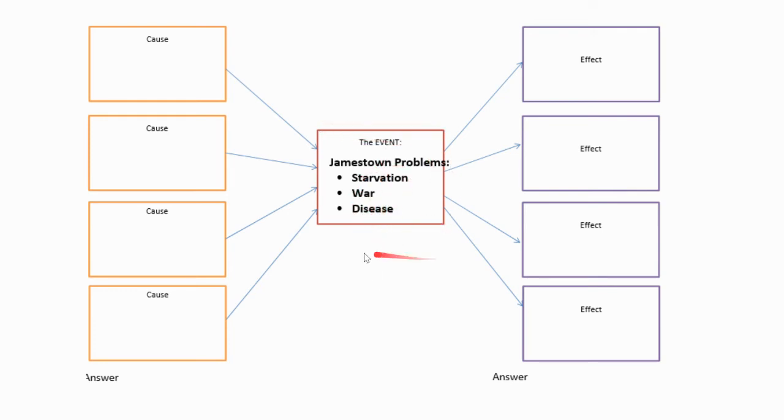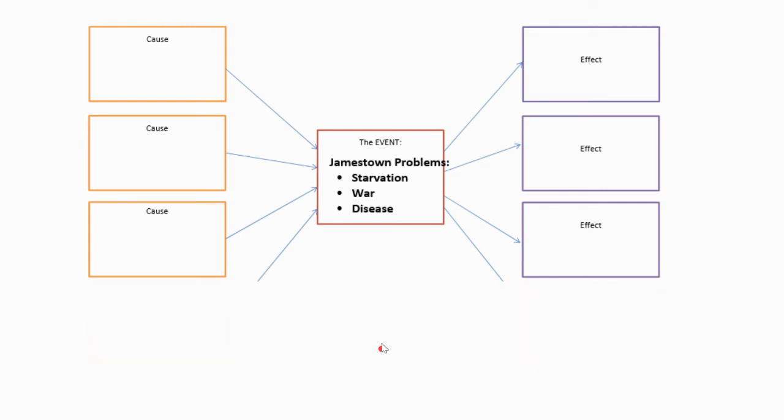This is the event, the struggles and problems of the first permanent colony here in North America. And so when you look at this, think of this as rows. Row one, row two, row three. We won't need this fourth row. So let's see. There we go. We'll get rid of that.